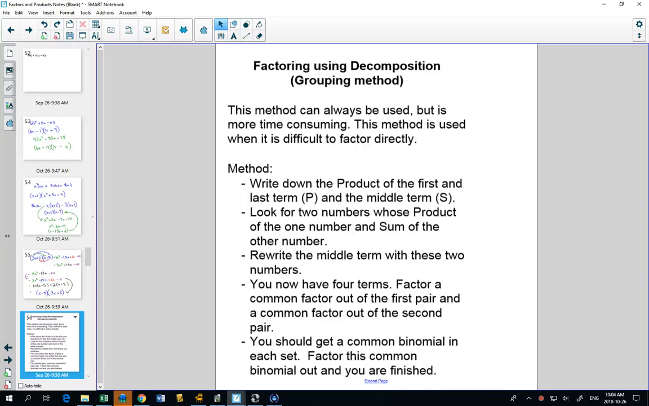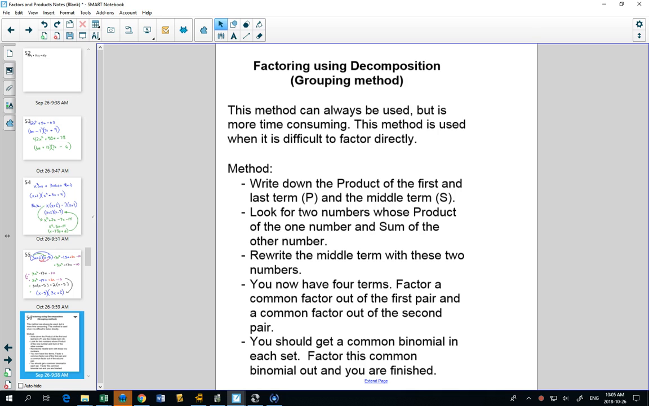Decomposition, or the grouping method. Whew. It is more time consuming than the method we've used already. So that's why I'm teaching it last. And if you rarely use it or never use it, that's okay. If you're really comfortable with just getting the answer, but sometimes this is nice.